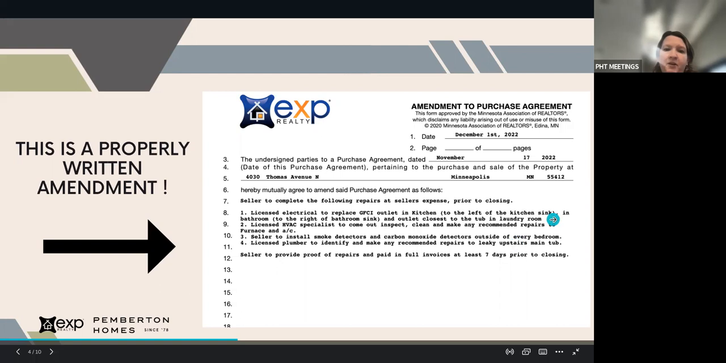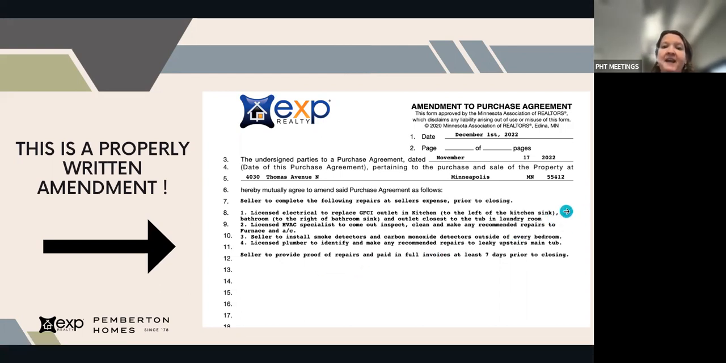And then licensed plumber to identify and make any recommended repairs, and seller to provide proof of repairs and paid in full invoices at least 7 days prior to closing. Again, you don't have to follow this exact timeline or exact verbiage, but you have in here who you're expecting to do the repairs, when you want them completed by, and for the seller to provide proof of any repairs.